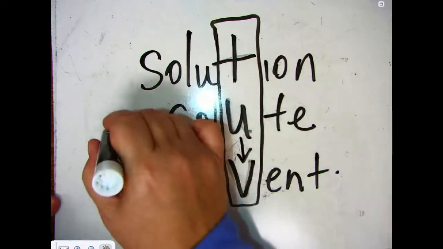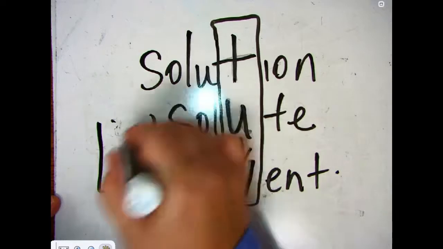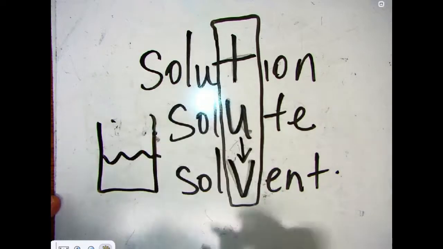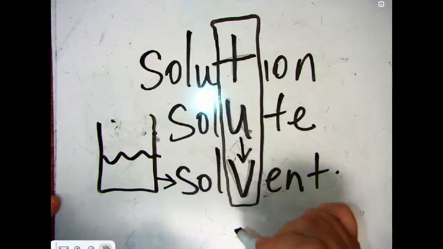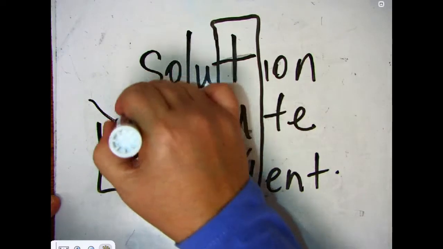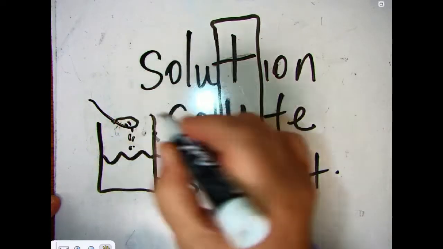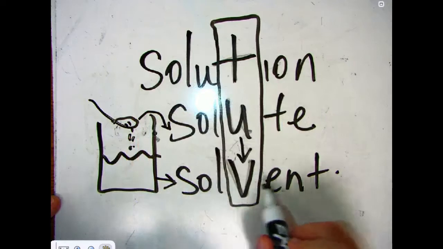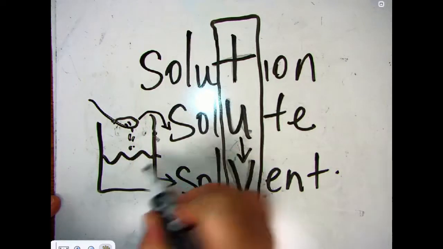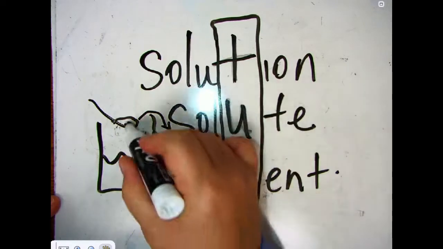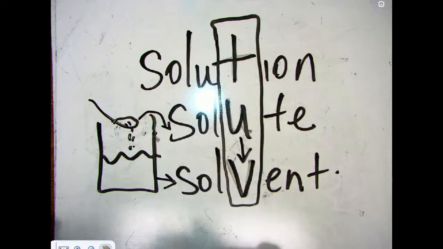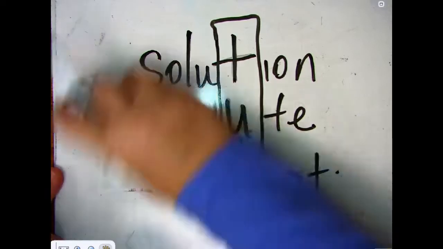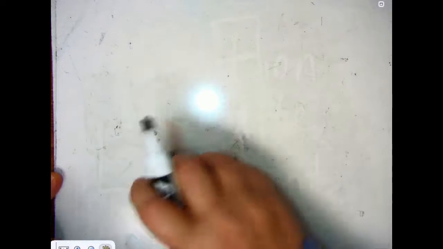So for example, if I am making my Kool-Aid and I've got my water, that is the solvent. And then I put my spoonful of Kool-Aid into it, that is the solute. Okay, so the solvent is the thing that does the dissolving, and the solute is the thing that gets dissolved. Okay, so that's part of the requirement for your knowledge.